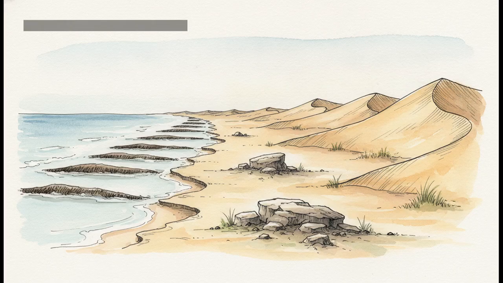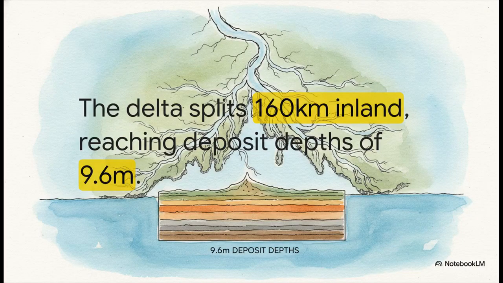Longitudinally, the river's physical layout changes dramatically. It actually splits into distributaries over 160 kilometers inland at Cairo. What's really incredible is the depth of the alluvial deposits here. Way down south at Aswan, the deposit depth is just 4 meters. But by the time it reaches Cairo in the delta, that depth swells to 9.6 meters. It's a perfect physical illustration of a river dumping its load as its kinetic energy fades.